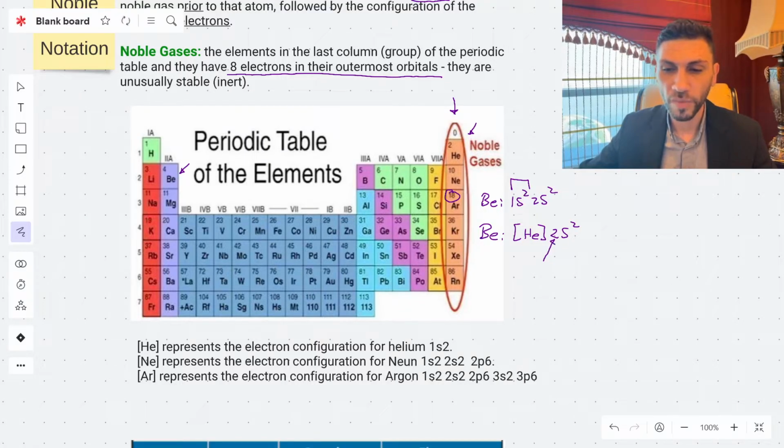Now, how can we find this number? This number is the number of the period where the element is. So for example, the beryllium is in period number 2. So it's going to be 2s2.